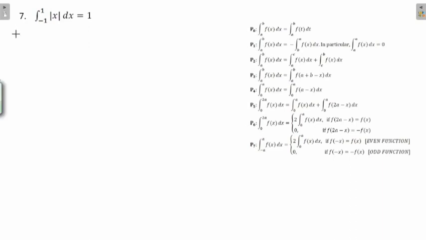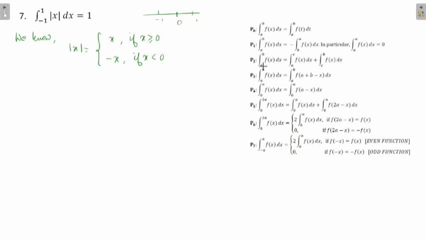Now we know that modulus x will be equal to x if x is greater than or equal to 0, and it becomes minus x if x is less than 0. Basically, the limit is given to be from -1 to 1, so on the real line you have to integrate from -1 to 1. But this function is breaking at 0, isn't it? So 0 is lying somewhere over here.